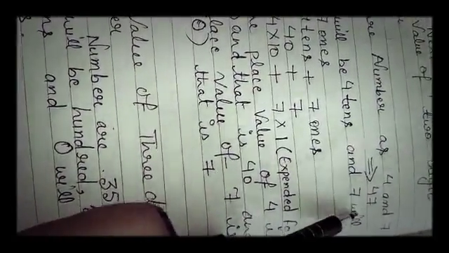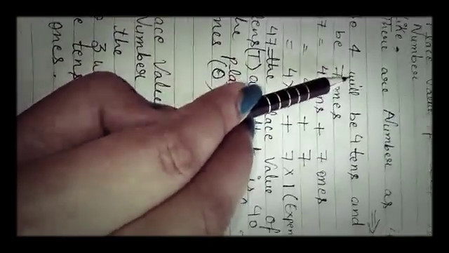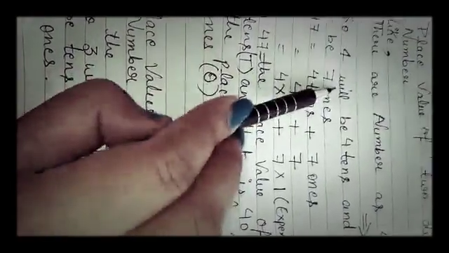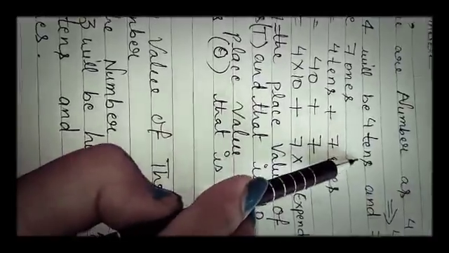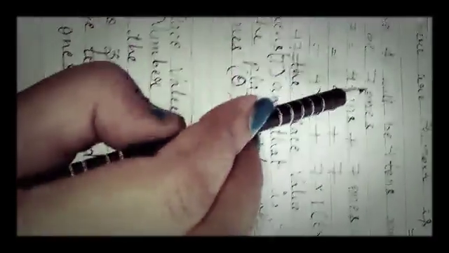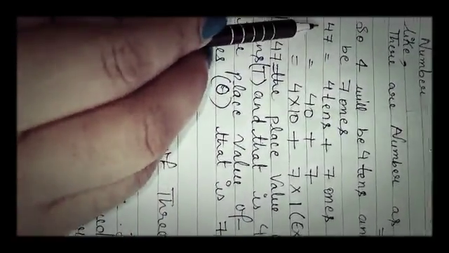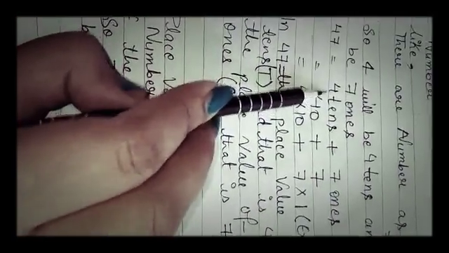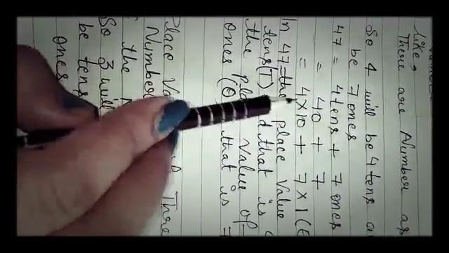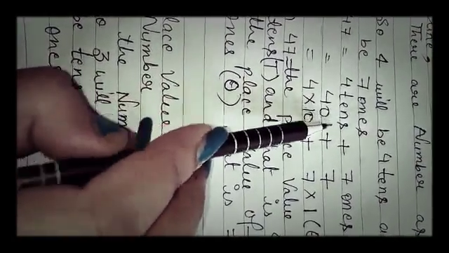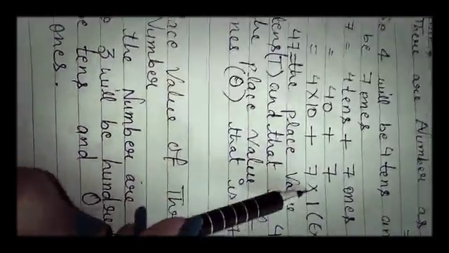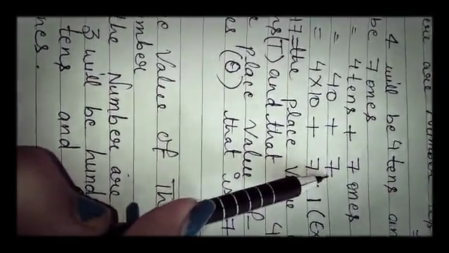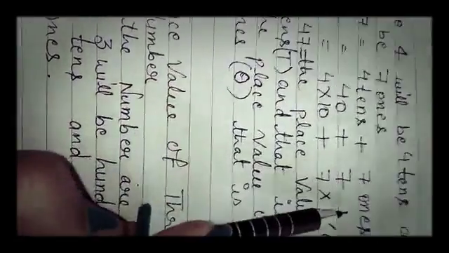Like if there are numbers like 4 and 7, that is 47. So the digit 4 means tens and 7 means ones. Like 4 will be at the tens place and 7 will be at the ones place. So we will write 4 as 40. Like 4 into 10 is equal to 40, plus 7 into 1 is equal to 7, means 40 plus 7.